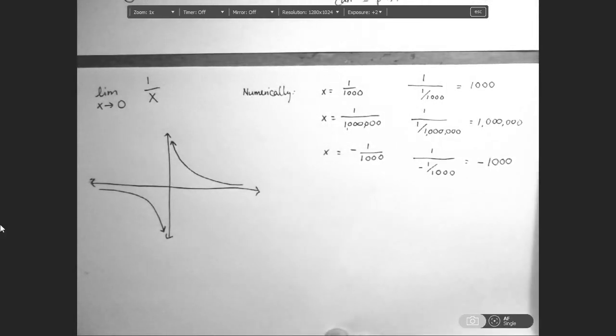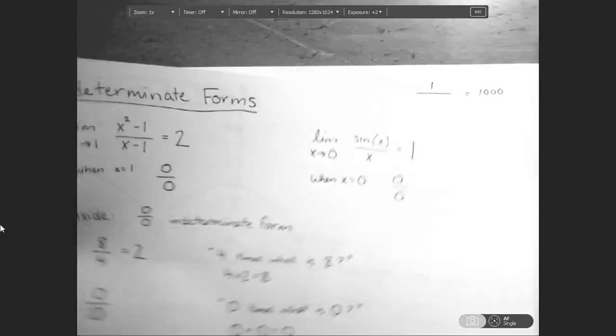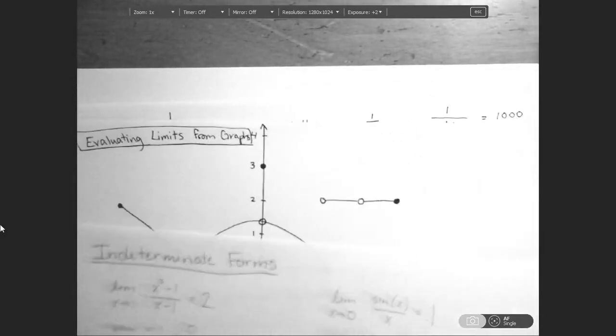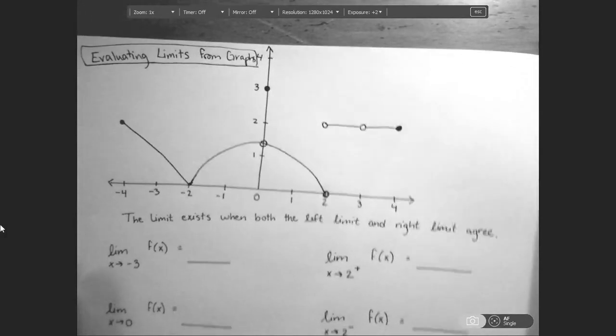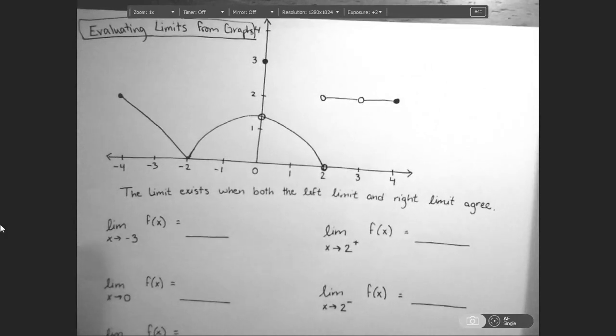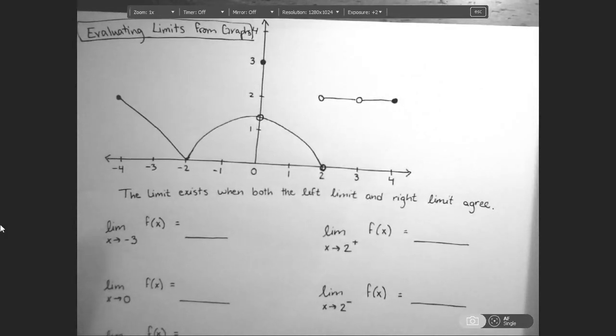The next topic that I want to talk about is evaluating limits from graphs. So let's say that I don't have a function, that all I'm given is this graph here, and this is a crazy graph, right? I tried to make a crazy graph so it would be hard to evaluate the limits on it. This graph is a piecewise graph.